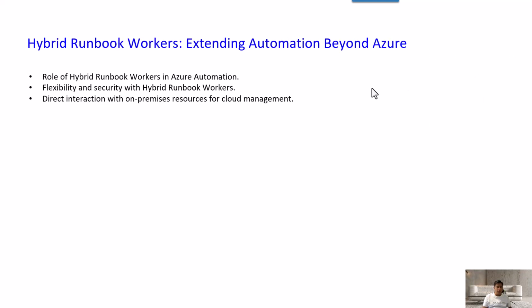Hybrid Runbook Workers, extending the automation beyond Azure. So why would you need an automation task which goes beyond your Azure environment? Because there might be some flow required in your application for which you have to run half of the flow in the Azure cloud, and then the remaining part of the flow needs to be run on the on-premises environment. And sometimes your tool stack is such that some tasks cannot be executed in the cloud, some tasks need to be executed only on-premises, or the available tools have limitations and are not meant to be run in the cloud environment, but they are a very important part of your automation journey. So in that scenario, you can use hybrid runbook workers.